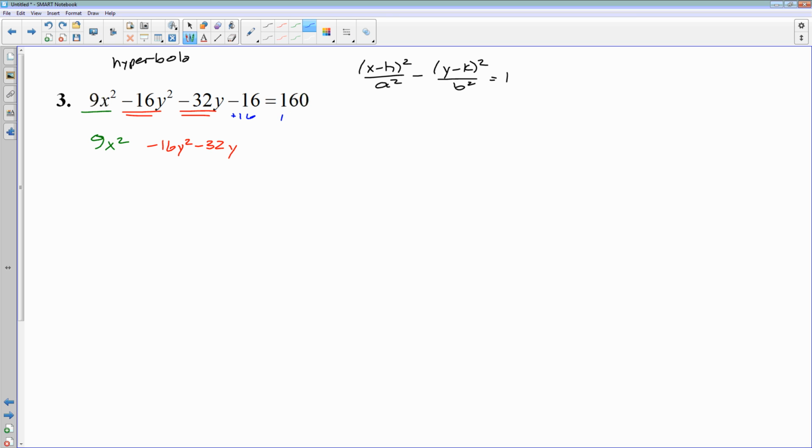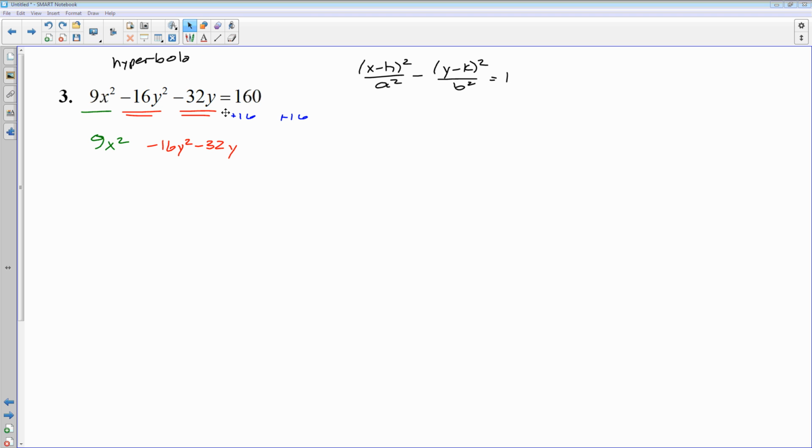Is this right? Hang on just a second. I need to double check and make sure this is right. Okay, yeah, there was a mistake in that. I'm obviously distracted with the kids. That 16 wasn't supposed to be there. So here's what the problem should be.